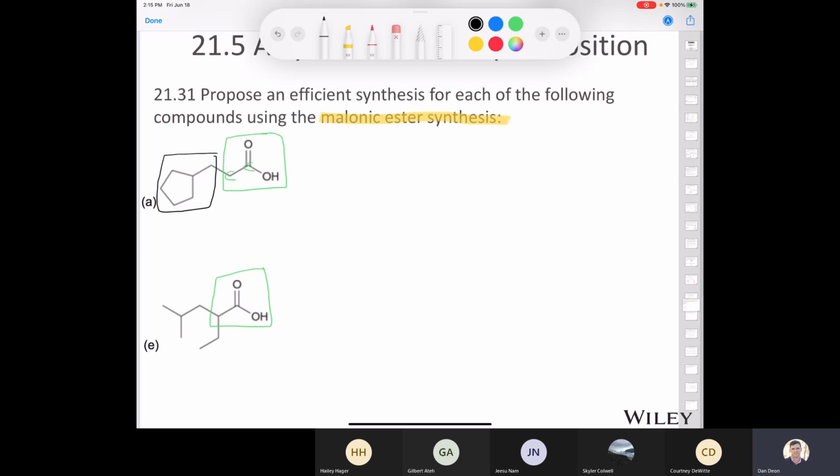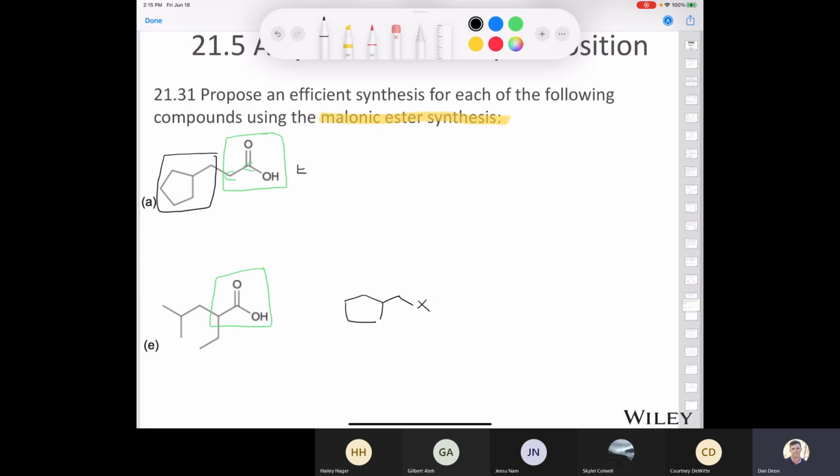So what's our alkyl halide going to be? It's going to be a 5-membered ring with a methylene and then some kind of leaving group like that. So it could be a bromide, it could be a chloride, it could be an iodide. That's neither here nor there. So with all that in mind, I'm just going to move that down, and here's what our synthesis is going to look like.